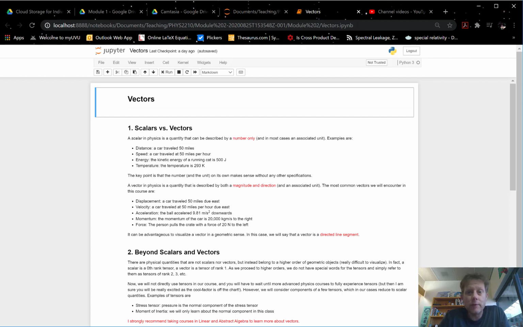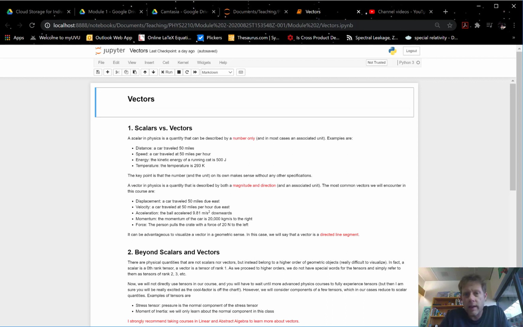For example, temperature. If we say the temperature outside today is going to be 100 degrees Fahrenheit, then that sentence makes sense. That quantity, the temperature, is a scalar. We can also talk about a car traveling at 75 miles per hour down the highway. That sentence makes sense as well. We have a number and a unit, and nothing else is needed. That's what we call speed.